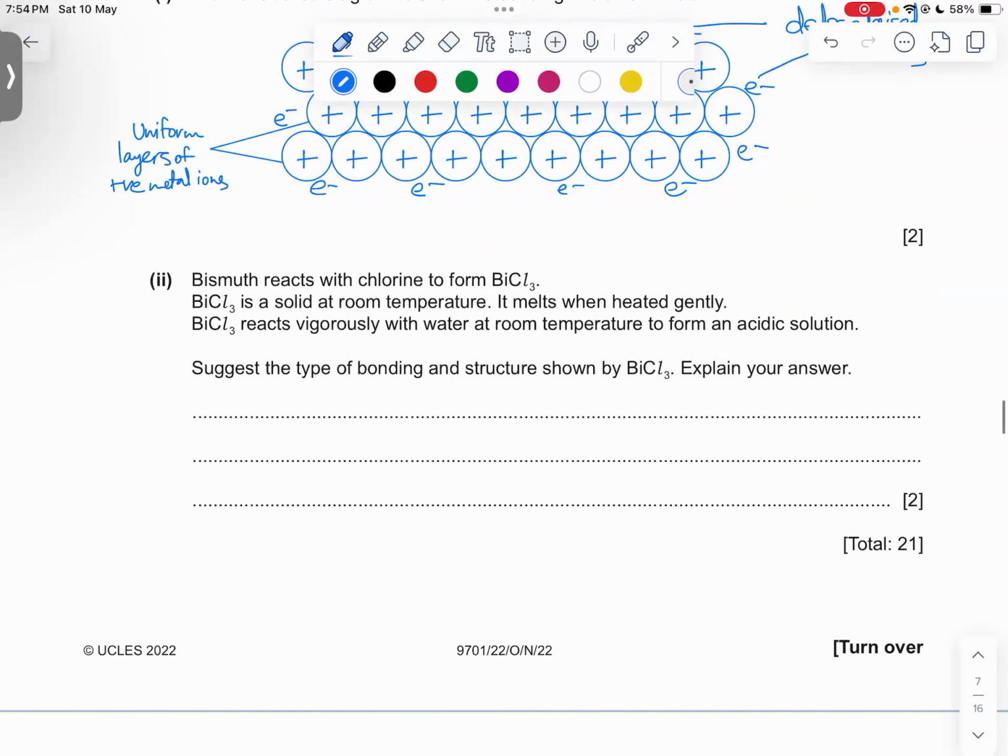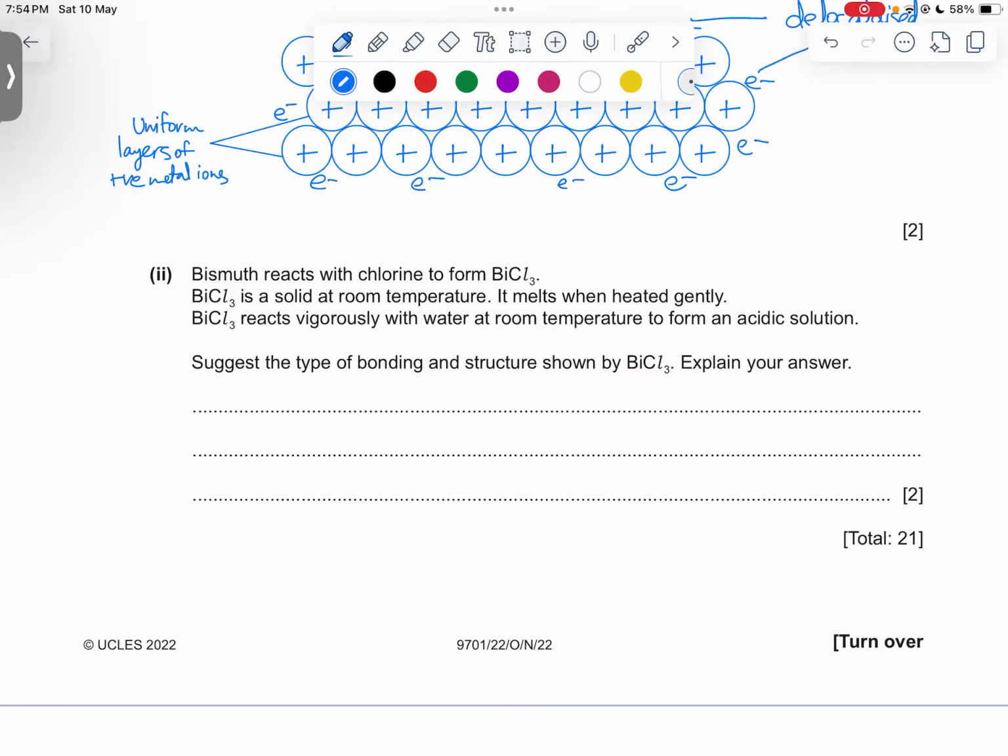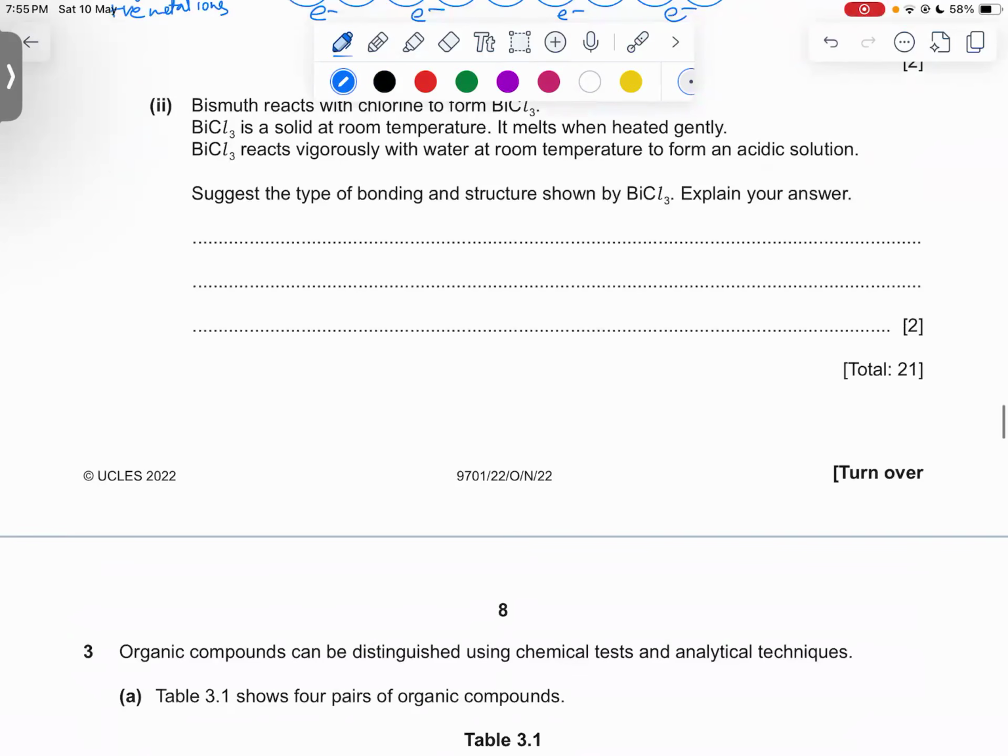Okay. Next question. Bismuth reacts with chlorine to form BiCl3. BiCl3 is solid at room temperature. It melts when heated gently. BiCl3 reacts vigorously with water at room temperature to form an acidic solution. Suggest the type of bonding and structure shown by BiCl3. Use your answer. Because BiCl3 is a very weak solid, it melts easily. So it should be a simple covalent compound with a simple molecular structure.